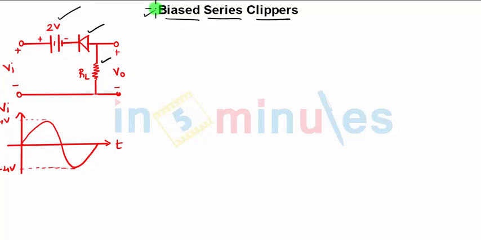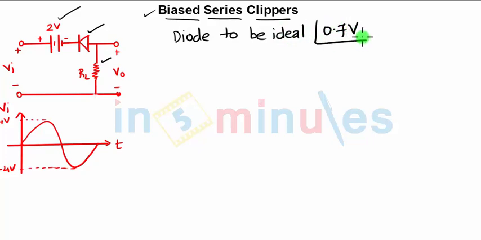Now how to go about the analysis? In the analysis, we are considering the diode to be ideal. Diode to be ideal, what does it mean? We are not considering the 0.7 volt drop in the circuit. So for simplicity, we are considering the diode to be ideal.